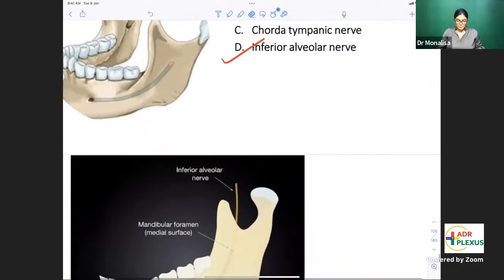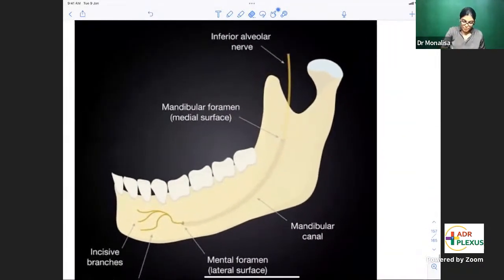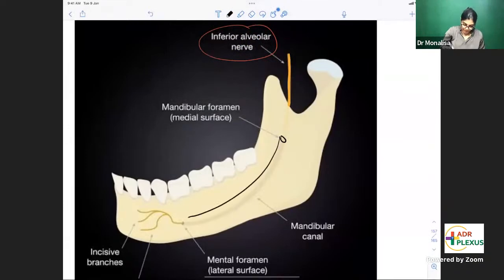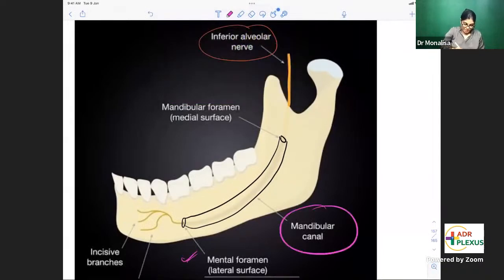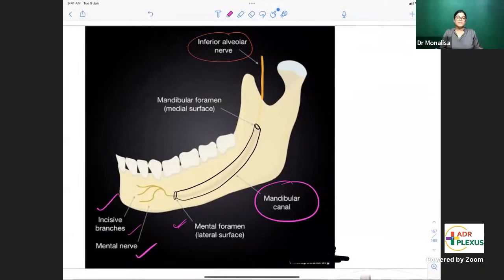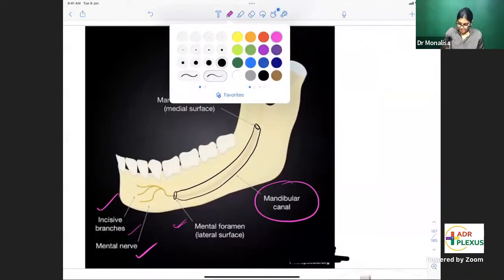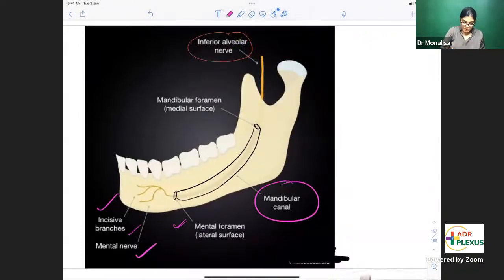So see here, in this diagram you can clearly appreciate the inferior alveolar nerve. As you can see, it is traversing through the mandibular foramen, going towards the mandibular canal, and then it is emerging out at the mental foramen and dividing into terminal branches, that is mental branches and the incisive branches. Yes, dear, incisive branches. So definitely that is the right answer. Absolutely correct, dear. Let's move on to the next one.